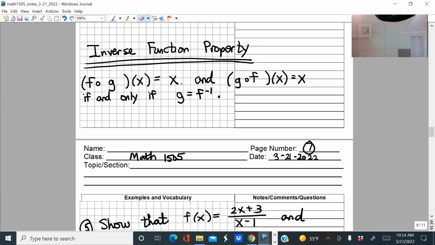Then what this property says is that if you compose, notice we're using composition here, a function with its inverse, so take a function and compose it with its inverse in either order, the composition simplifies to just x. So if you compose a function with its inverse, the formula for that composition simplifies to just x, not a constant, but just the variable x itself.